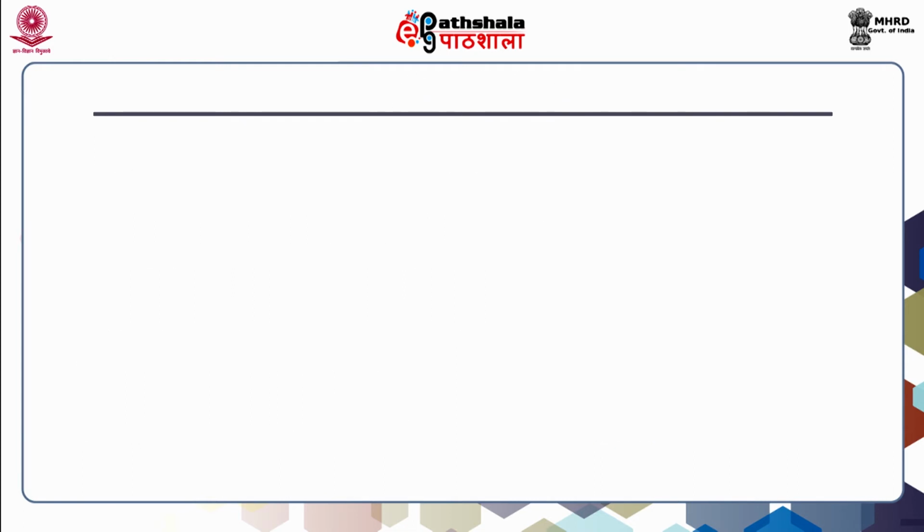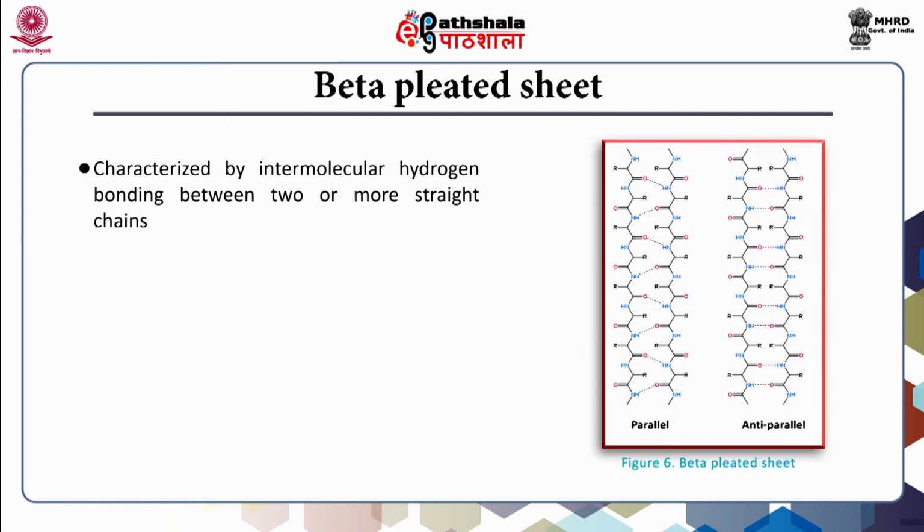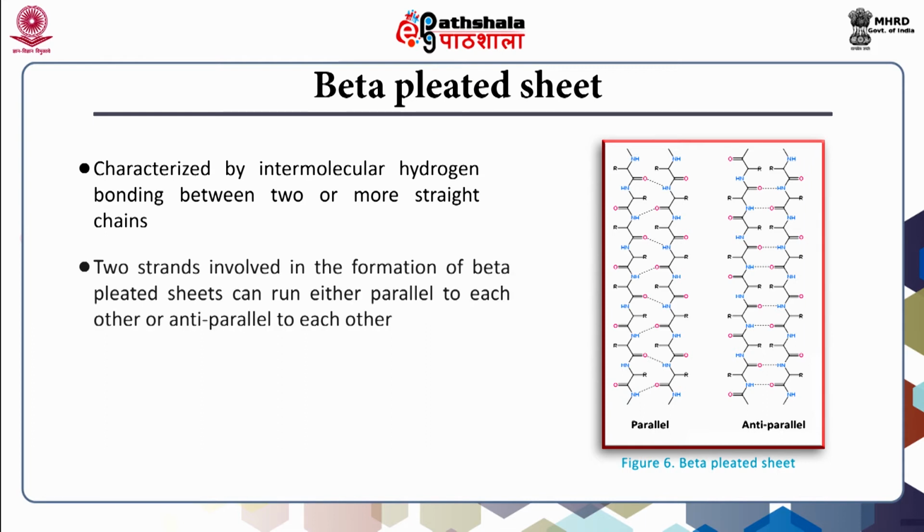The second form of secondary structure in enzymes is the beta pleated sheet. This structure is formed by intermolecular hydrogen bonding between 2 or more straight chains. The O atom of the CO peptide bond in one strand hydrogen bonds with the NH group of the peptide bond in the adjacent strand. Again, the 2 strands involved in the formation of beta pleated sheets can run either parallel to each other or antiparallel to each other.